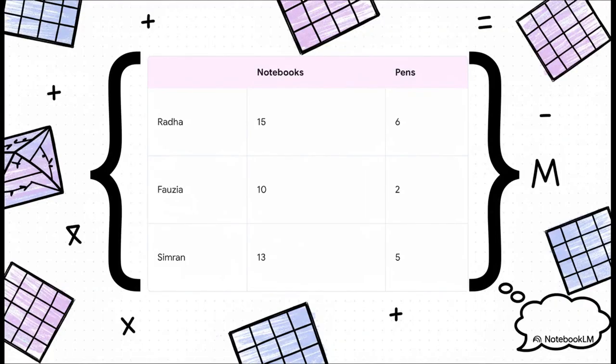Okay, let's start with a really simple, everyday situation. Just forget about math for a second. Imagine we have three friends, Radha, Fazia, and Simran. And this little table just shows us what they have. So Radha has 15 notebooks and 6 pens, Fazia has 10 notebooks and 2 pens, and Simran has 13 and 5. Easy to understand, right? Just a list of things.